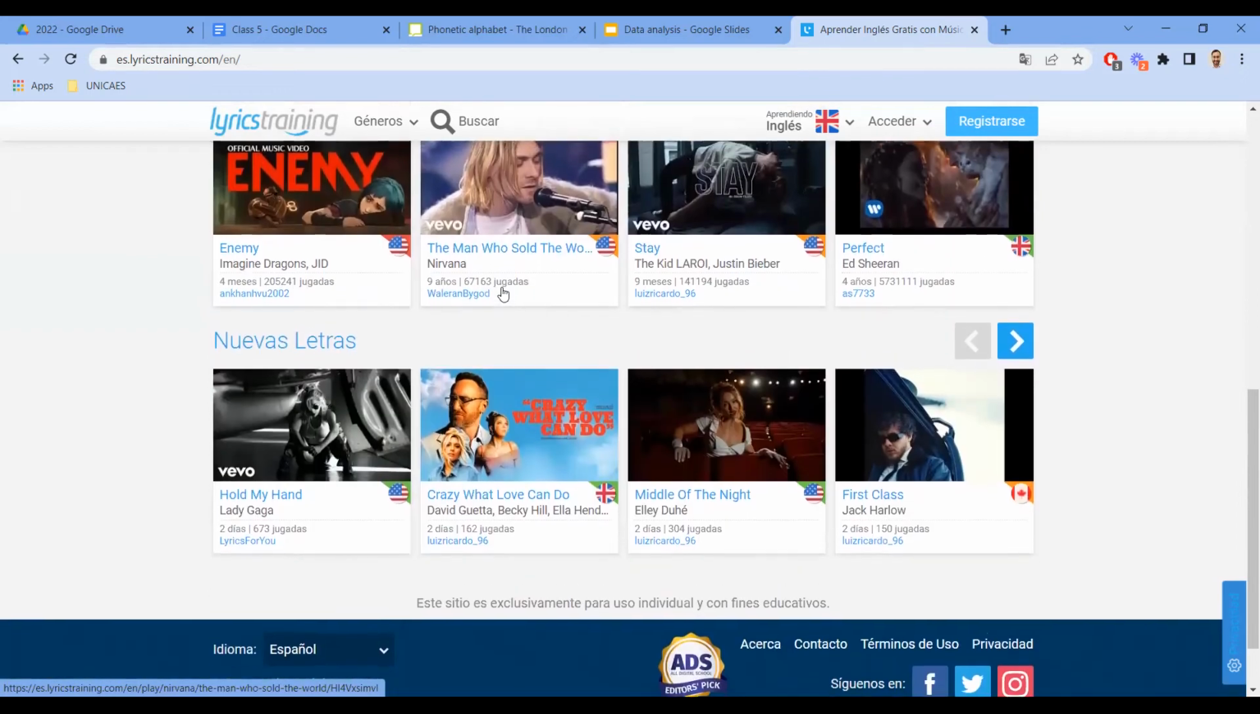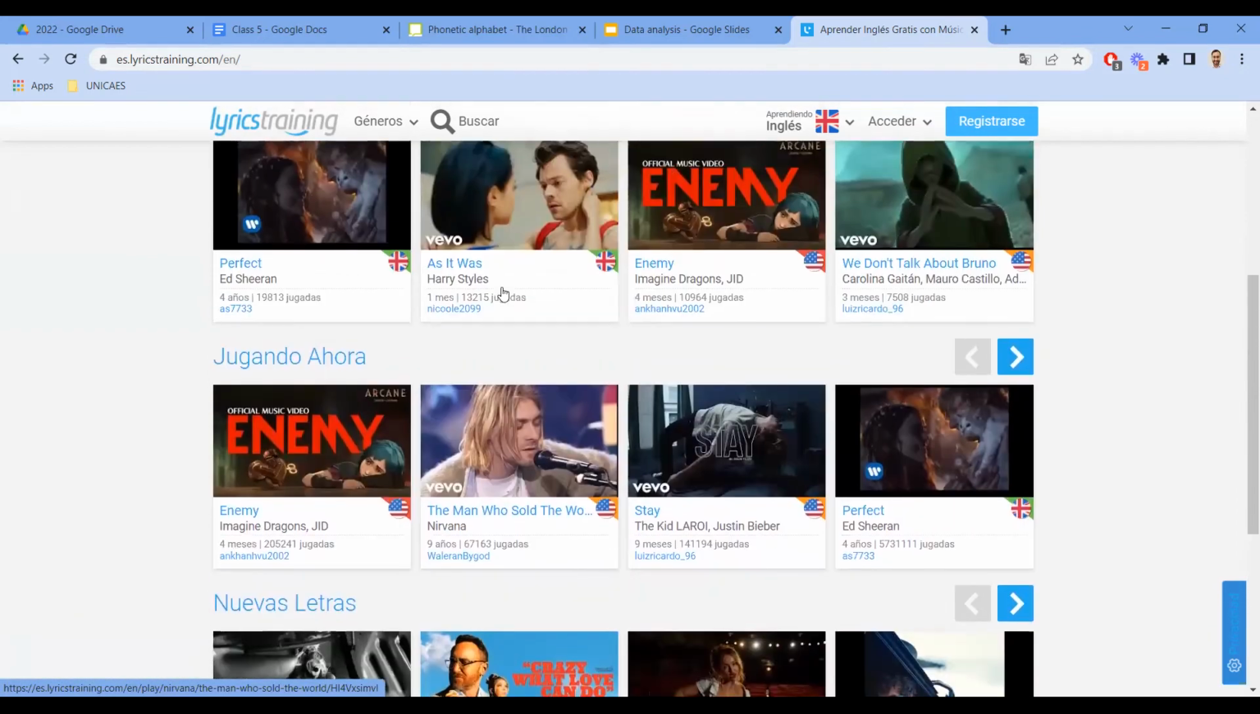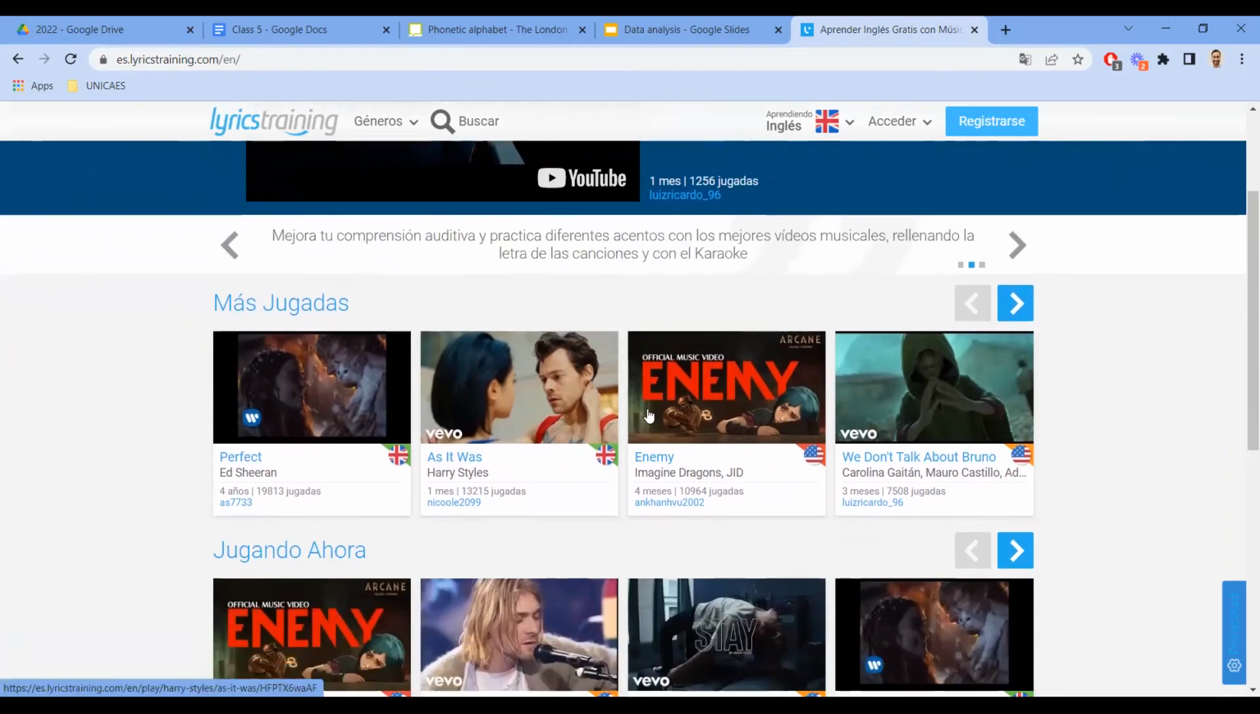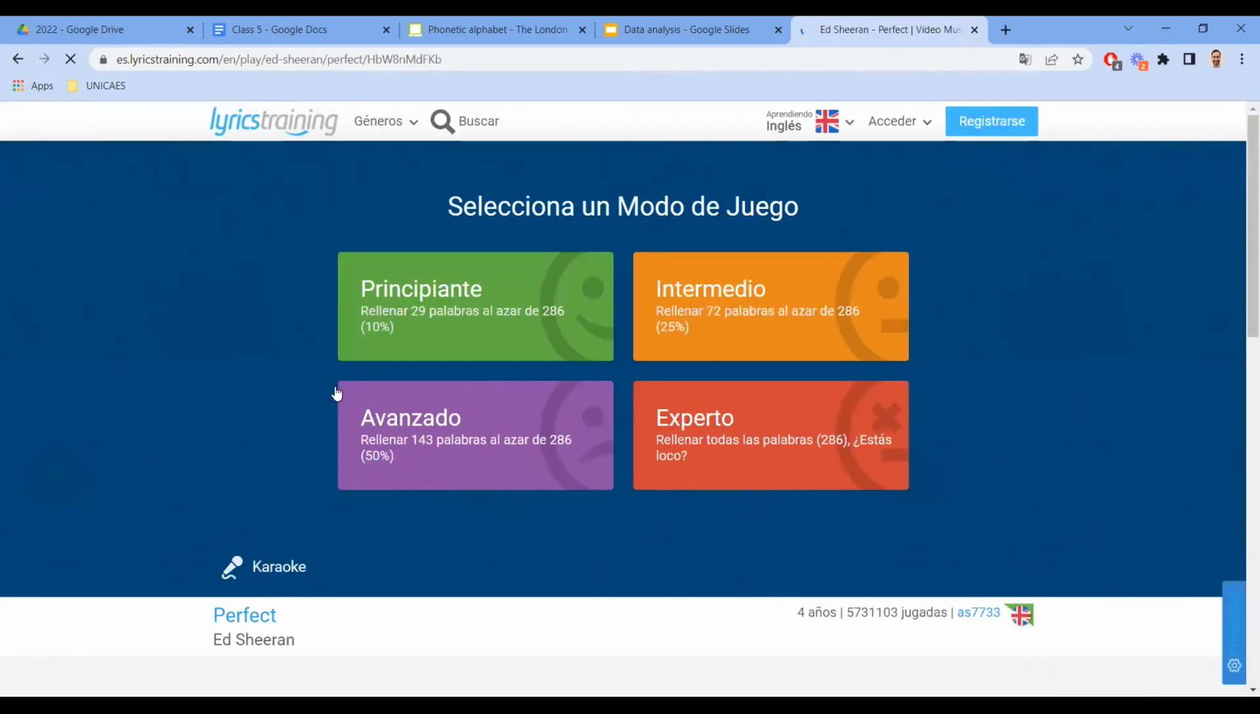So you find any type of artist, and what this game is about is that you play the song, you can sing, you listen, you type, you fill in the blanks, so you can play this game easily. For example, you have this one, We Don't Talk About Bruno. This is from the movie, right? So I'm gonna check this one from Ed Sheeran.